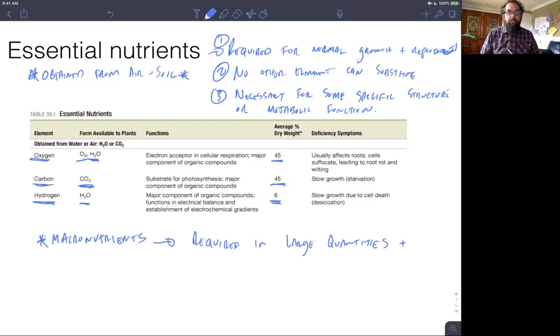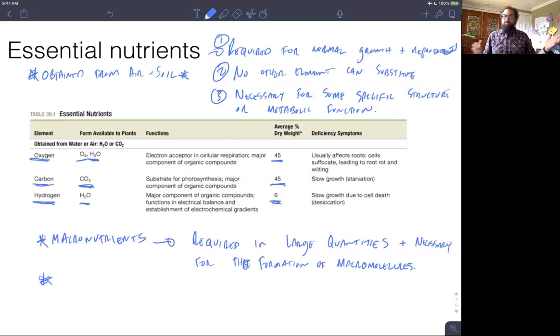And necessary for the formation of macromolecules in the plant. These macronutrients, so carbon, hydrogen, and oxygen all represent macronutrients in a plant. Micronutrients, on the other hand, are ones that are required in small quantities.